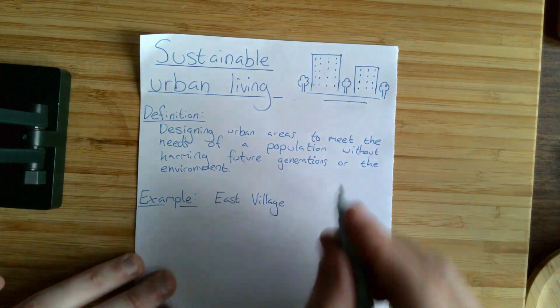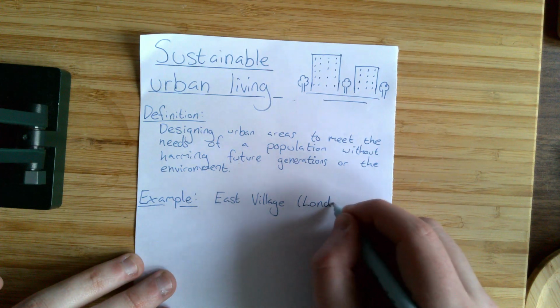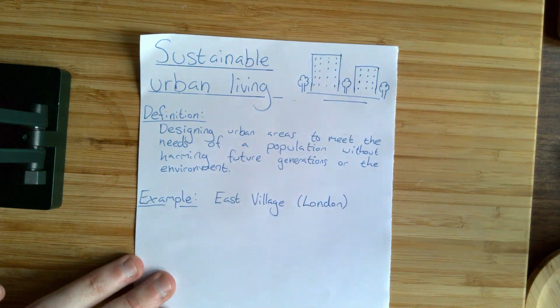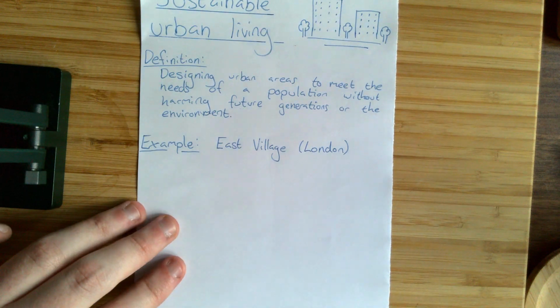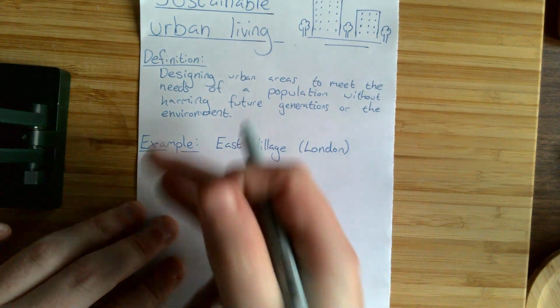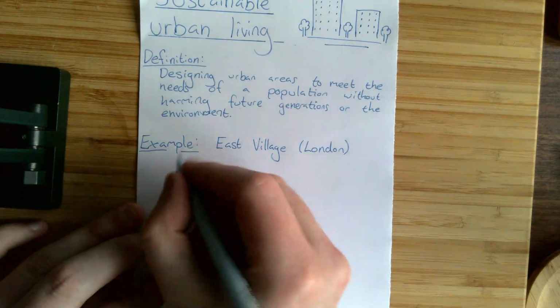Okay, now the East Village is in the Olympic Park, which you would have looked at for regeneration. All right, and so that is in London. So the East Village in London. Okay, I'm just going to move up a little bit. So I'm going to give you three different things the East Village is doing, or what is being done in the East Village to make it sustainable.